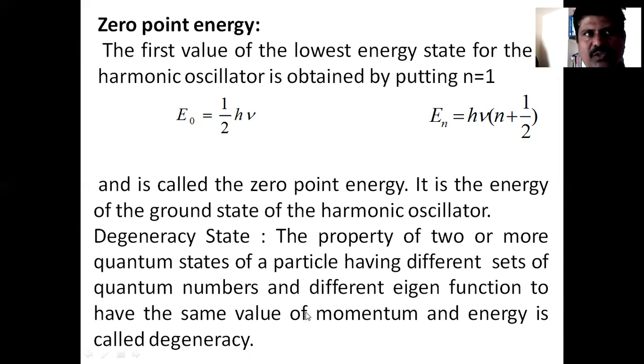So what is the property of two or more quantum states of a particle having different sets of quantum numbers and different eigenfunctions to have the same value of momentum and energy? It is called degeneration.